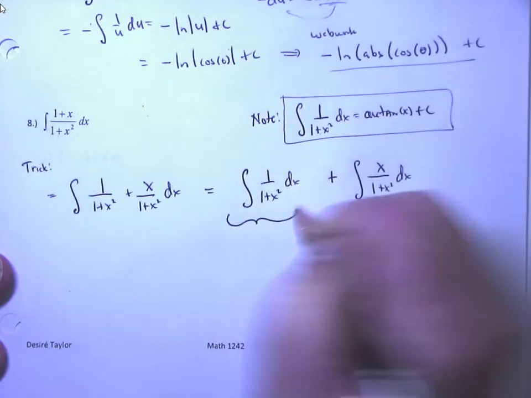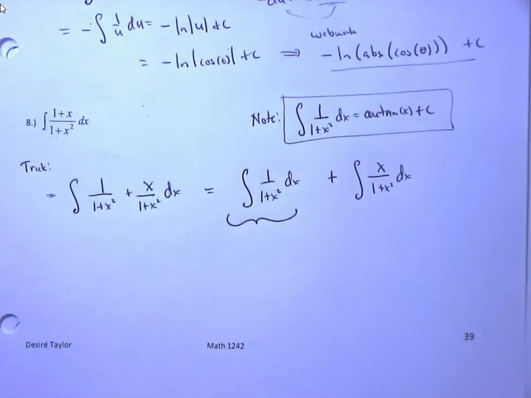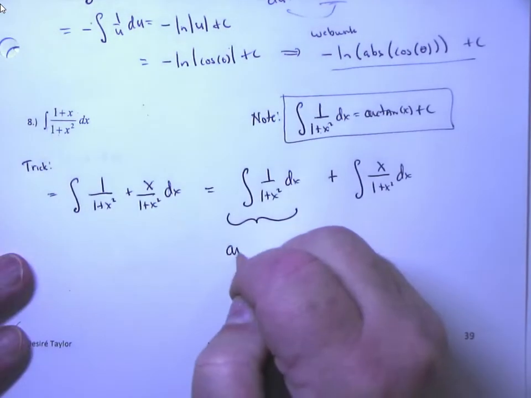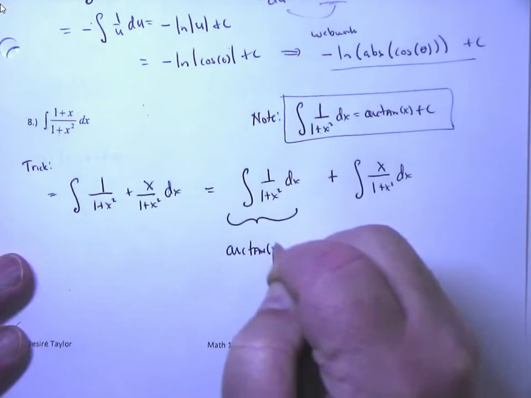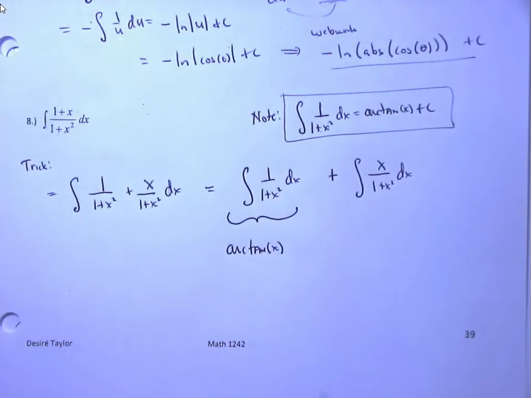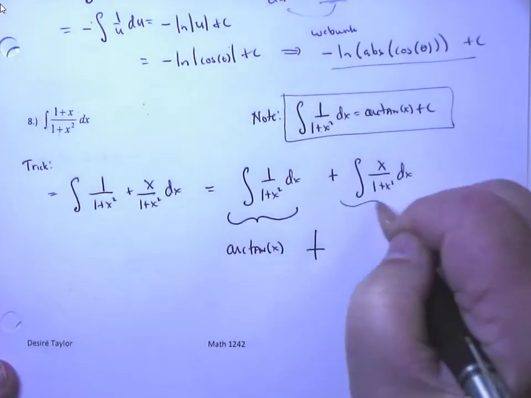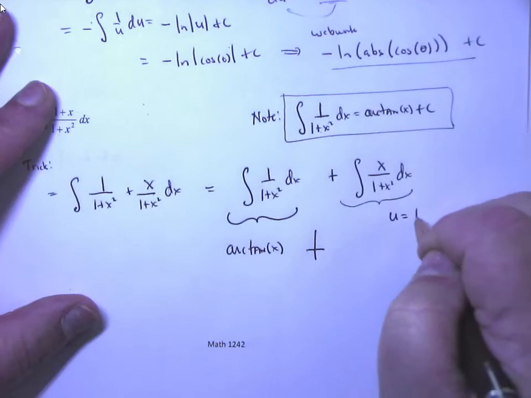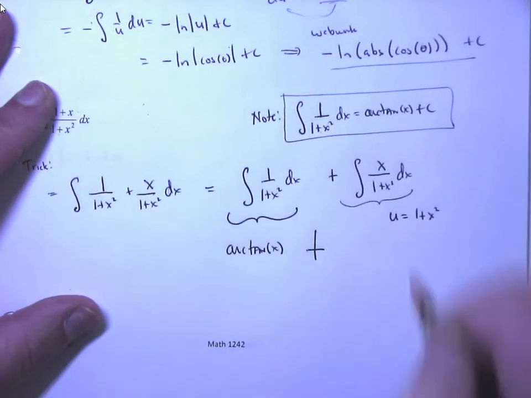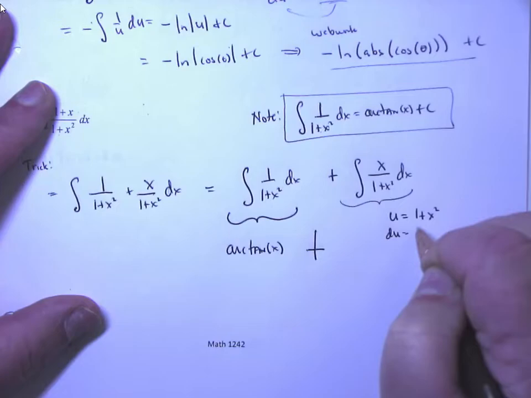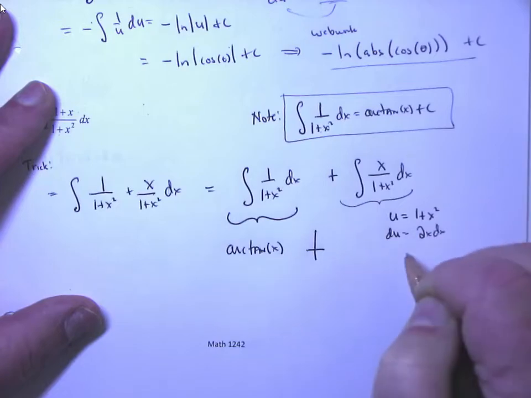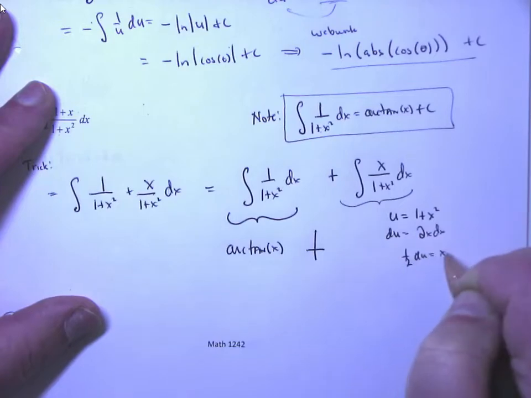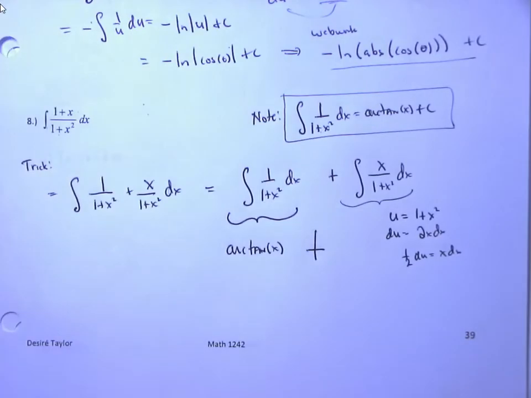This part right here is something you have memorized. What's the integral of 1 over 1 plus x squared dx? That is the arc tangent or tangent inverse of x. We'll put the plus c at the end. Then plus, I've got to integrate this guy. This one is not a formula I have memorized. But now, if I let u equal the denominator 1 plus x squared, the derivative is going to be 2x dx. Move the constant to the side, so 1/2 of du equals x dx.